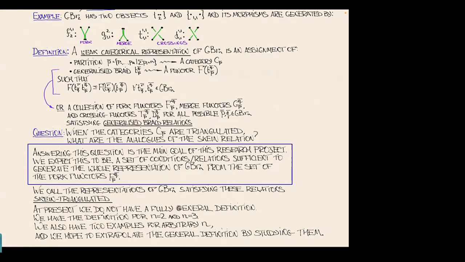At present, we have a conjecture, but we do not yet have a fully general definition we'd like to throw our weight behind. We have definitions for n equals 2 and 3, and we have proof of this fact. We also have two examples of representations of the generalized braid category for arbitrary n. The work that we've been doing is extrapolating the general definition of what is a skein-triangulated representation by looking at these two examples. So let me now talk about them.